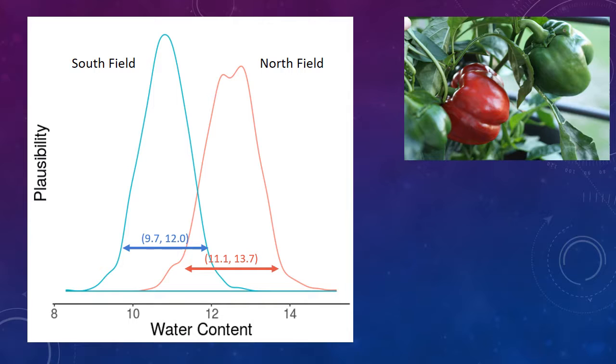Based on these results, the most plausible values for the mean moisture content in the north field are higher than the most plausible values for the mean moisture content in the south field. But the two highest density intervals do overlap. In other words, there are some plausible values for the average water content in the north field that are lower than some plausible values for the average water content in the south field.